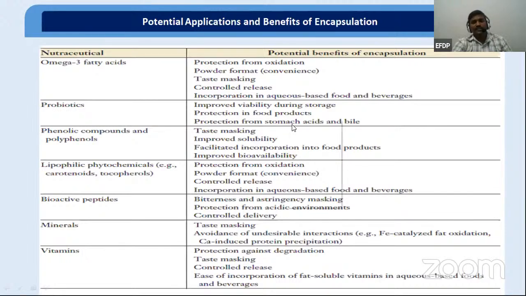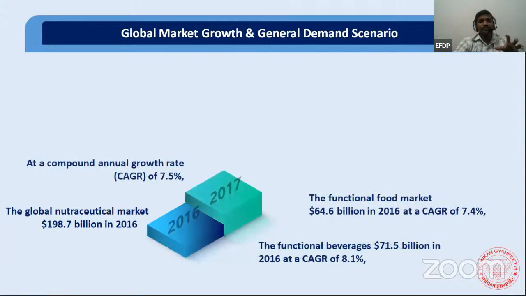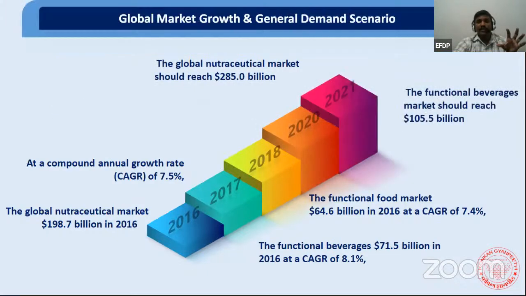Now we'll move towards the globalization, or global economic trend and demand scenario, of the nutraceutical market. Specifically, in 2016 the global nutraceutical market was 198.7 billion. It can reach 285 billion by 2021. The functional beverages market was 71.5 billion in 2016 and is growing at a CAGR of 8.1%. It has doubled in CAGR from 1999 to 2010. India has opened a market and challenging opportunity as the demand is increasing, with a compound annual growth of 7.5% CAGR for nutraceuticals. So this is the scenario.